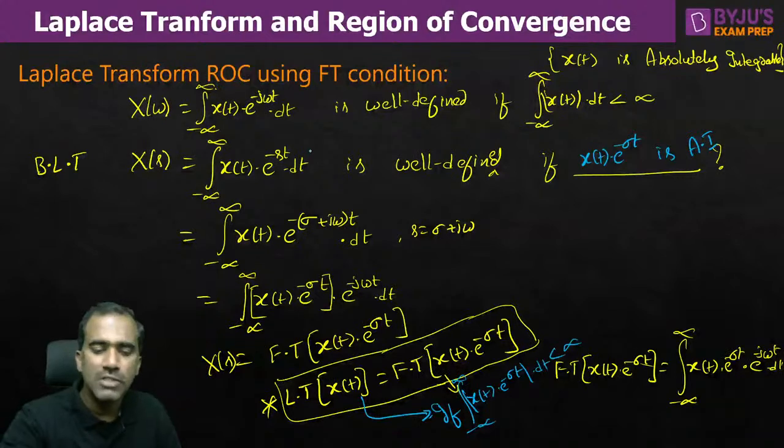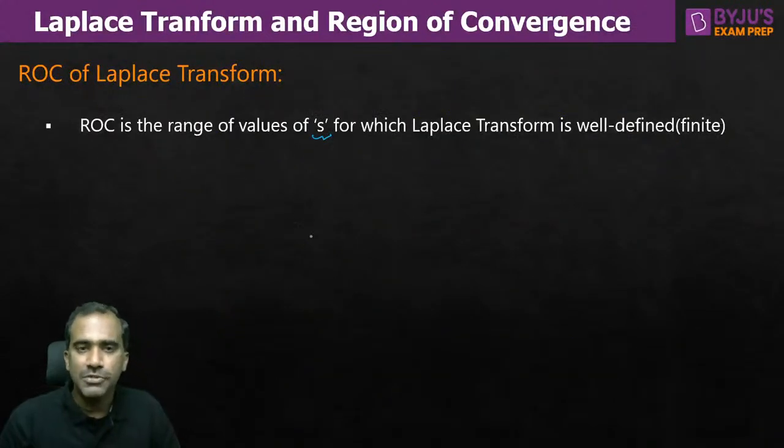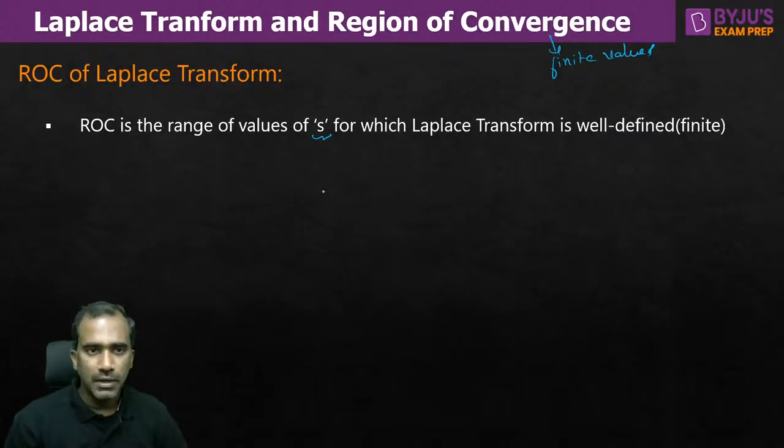Instead of region of convergence, you can also call it the range of values of s for which it is convergent. The meaning of convergence is finite values. If the Laplace transform has finite values, then we say it is convergent. Convergent represents finite. We'll talk more about it. Observe carefully.